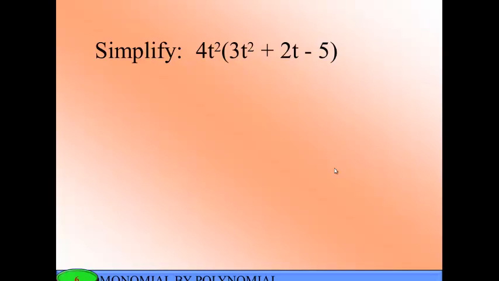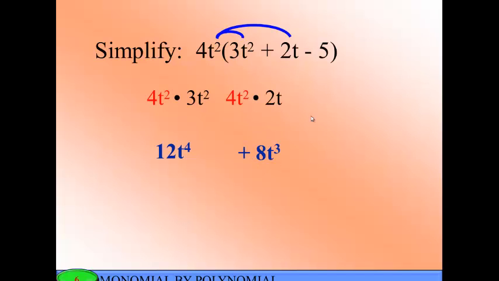and discuss the example on slide number 6. So here I have a monomial multiplied to this quantity 3t squared plus 2t minus 5. So first, we distribute 4t squared to 3t squared. So 4 times 3 will give us 12. T squared times t squared will give us t raised to 4. Next, 4t squared times positive 2t. This will give us 8t cubed.